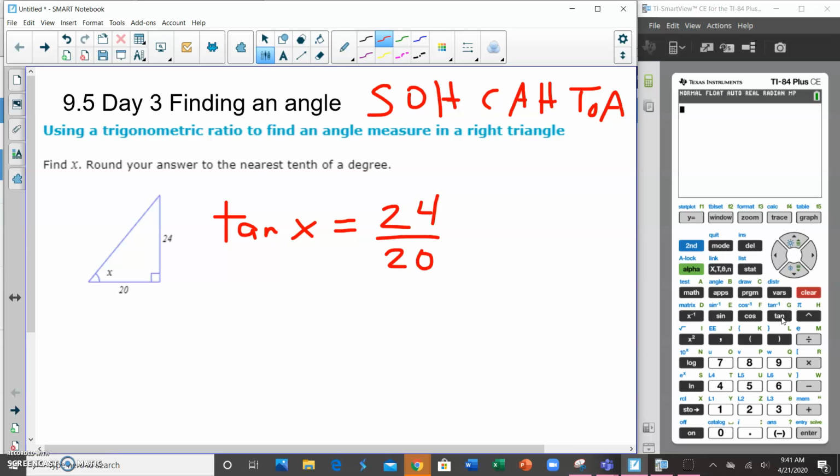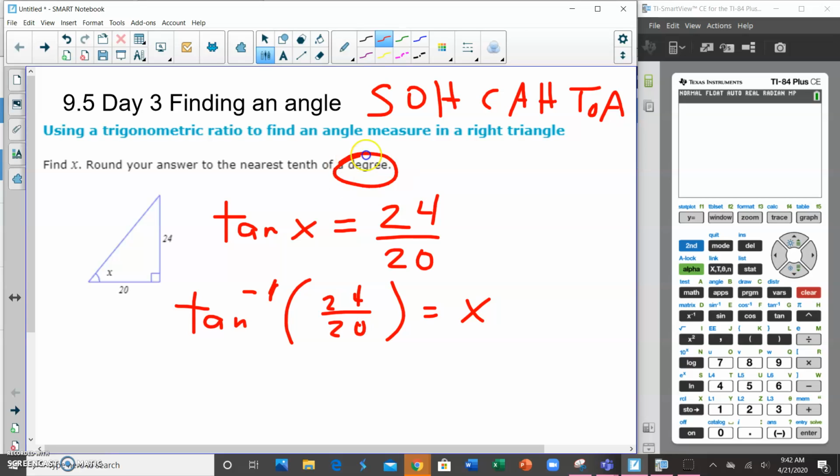What we can do is flip it. It's called the inverse. You're going to learn more about that next year as well. So we can flip the angle and the fraction. We can rewrite this as tangent inverse, that's tangent to the power of -1. So tangent inverse of 24 over 20 is equal to x, which is the angle. And that x is in degrees. Then we can simply solve this problem on our calculator.